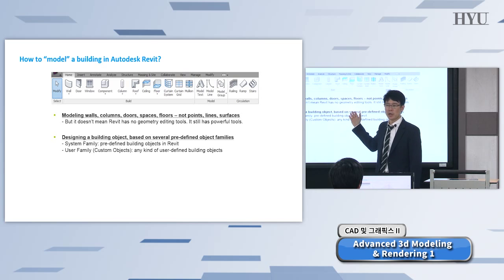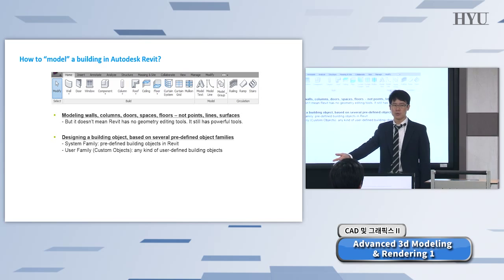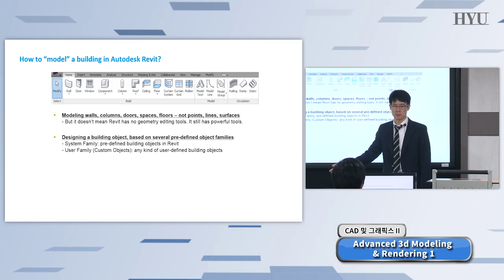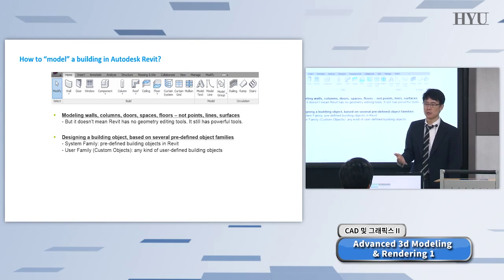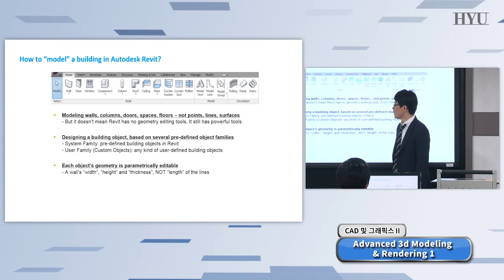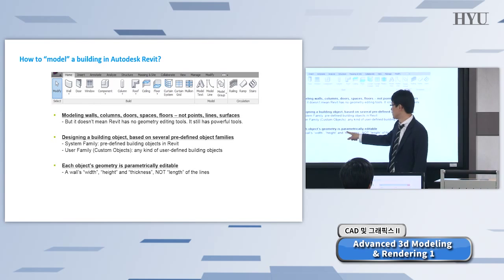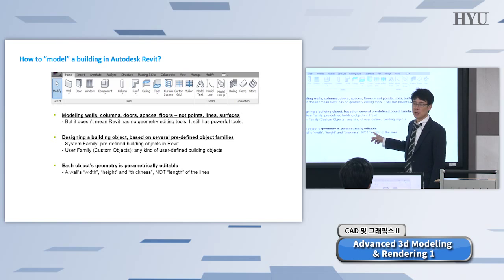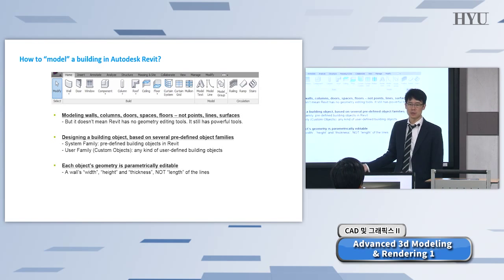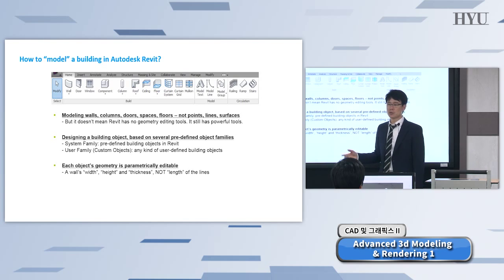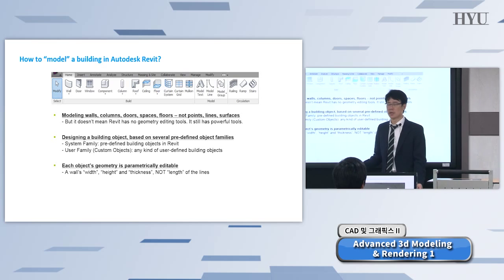And this application knows that wall is too thin. It's not possible. That's problem. And alerts you. Okay, that's the difference. Also, each object's geometry is parametrically editable. You don't need to control lines, vertices, polygons. What you need to do is control thickness, height, width, depth, and so on.